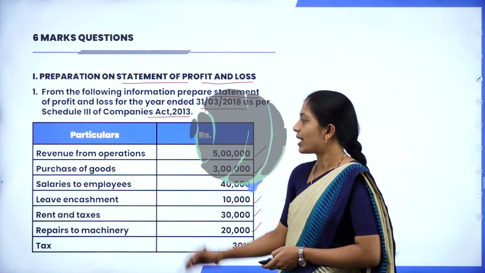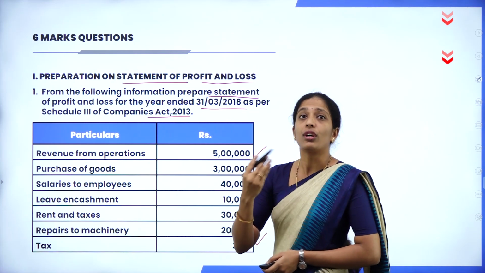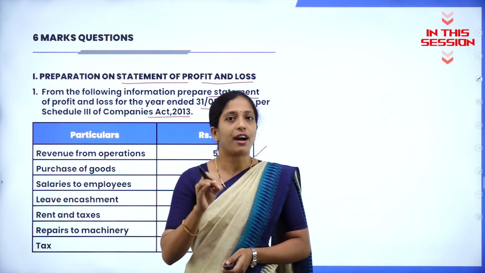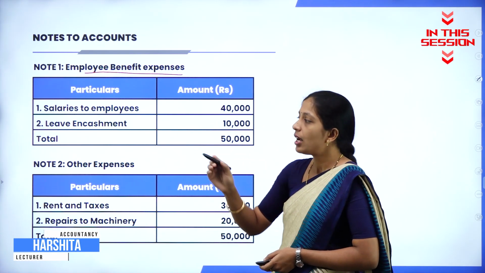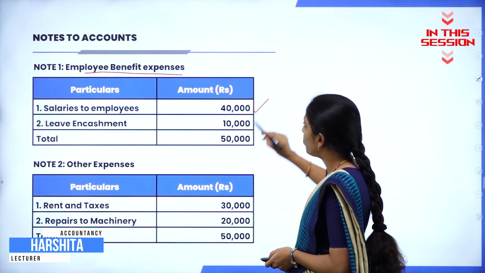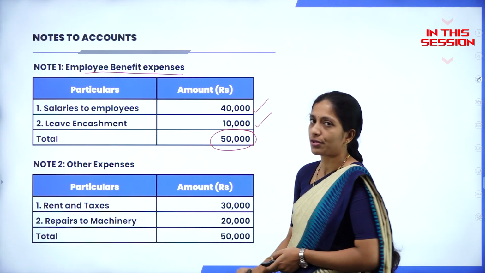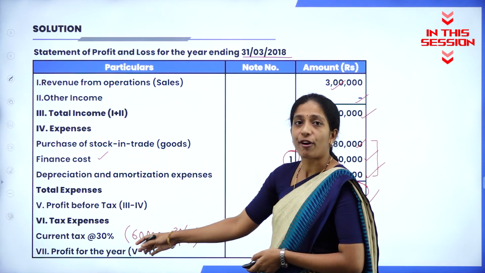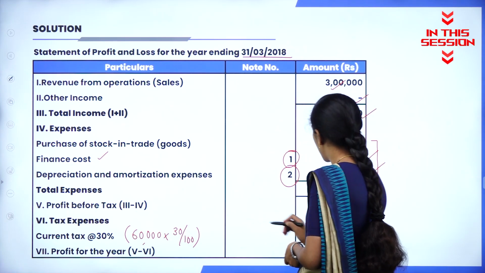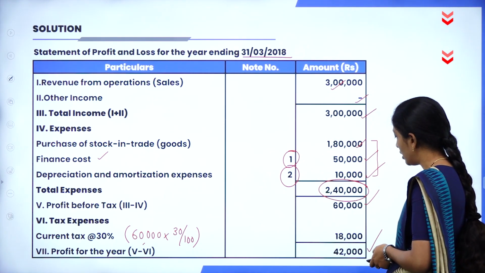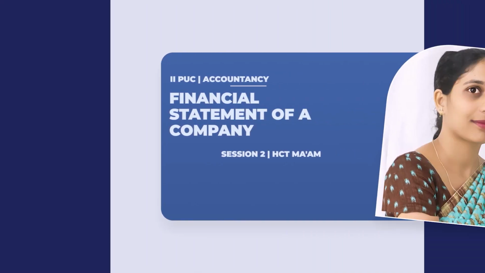So if you see the question, they have not given you any of the incomes. So other income, even though if they don't give or if they give, you have to write in the format. Note number 1, employee benefit expenses. So I'll take those two. Salary to employees 40,000, leave encashment 10,000. So overall it is 50,000. How do you get profit after tax or profit for the year? Profit before tax minus tax expenses. So here it is 60,000 minus 18,000, 42,000 will be the answer. That is profit for the year.